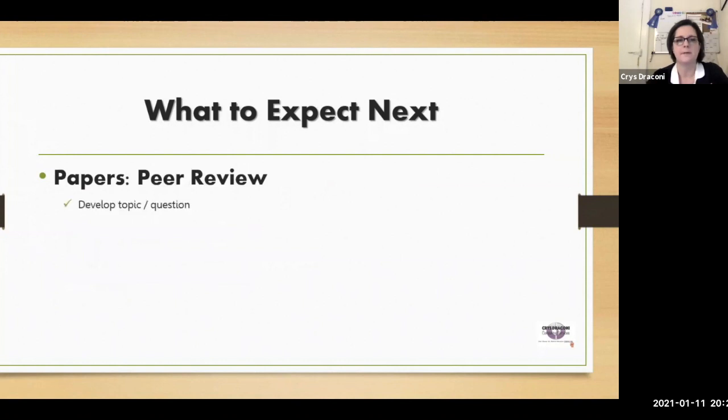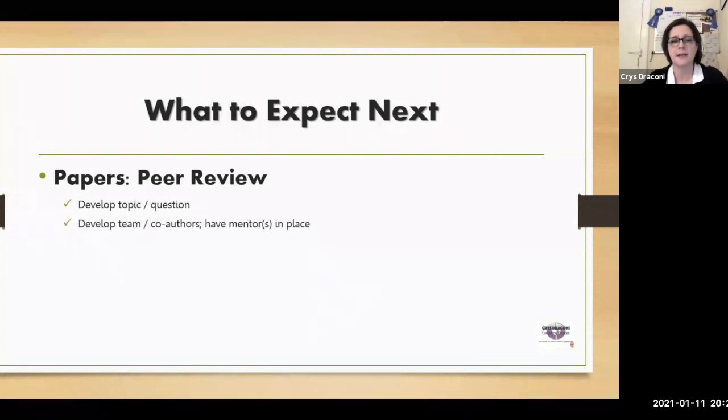So papers for peer review. You want to develop your topic or question. It's a little backwards. Instead of looking for the opportunity and saying, hey, we're looking for peer review, they're always looking for peer review. So you have to do that part. But you develop your topic or question, you develop your team, your co-authors, and have mentors in place.